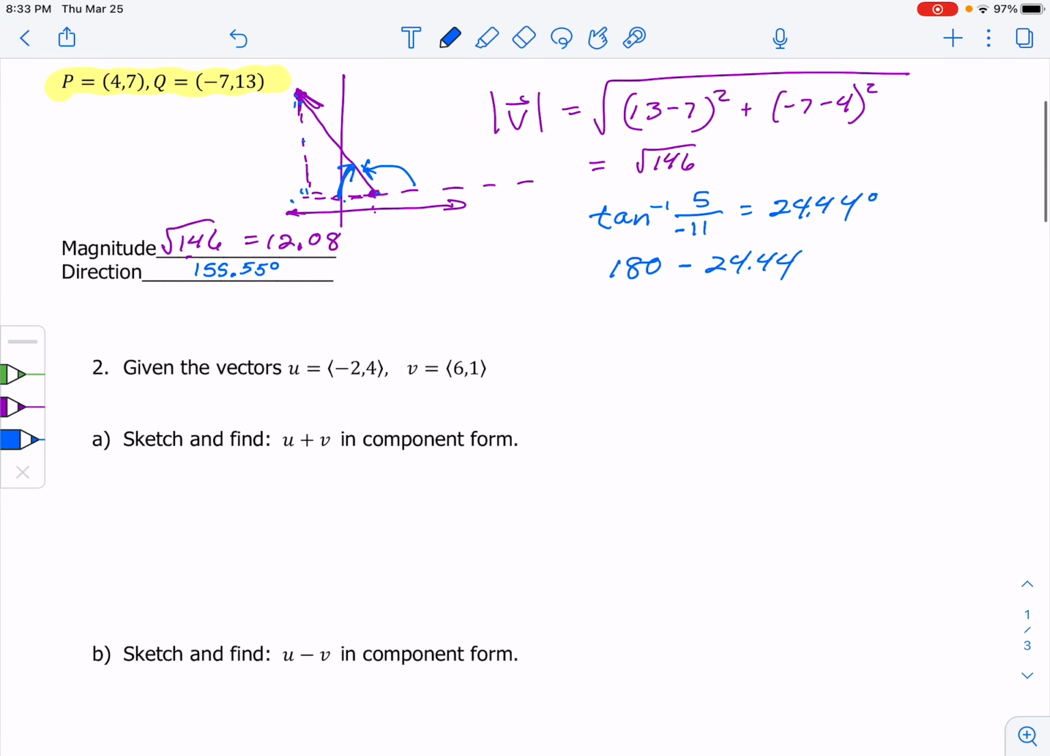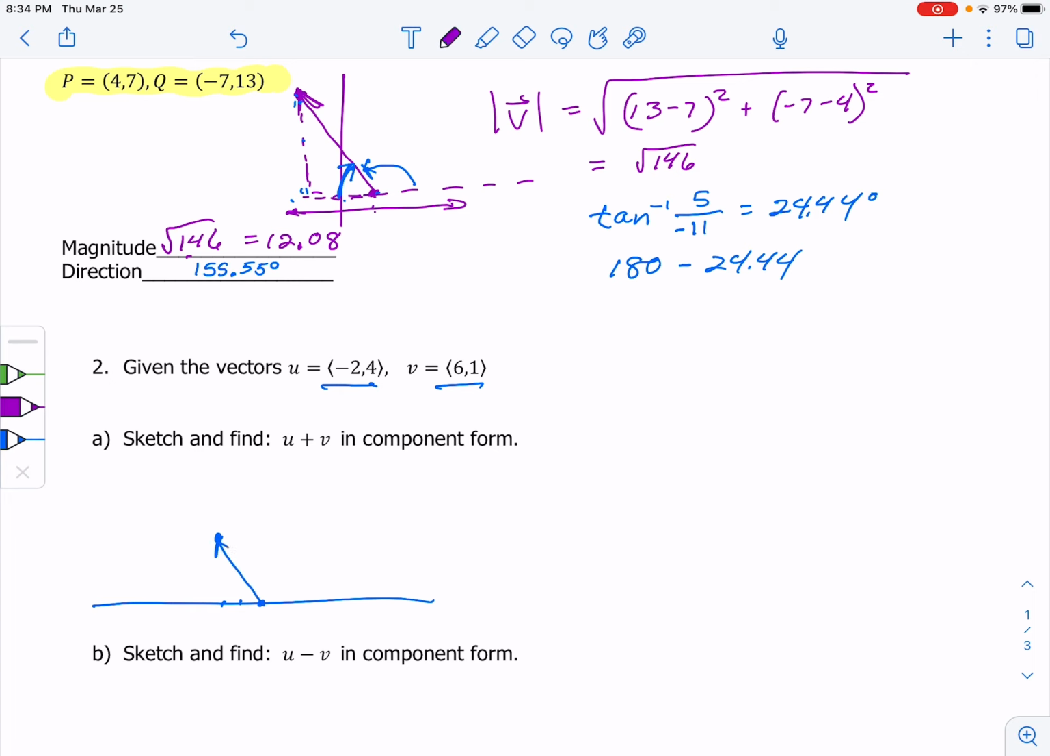Okay? Number 2, these are vectors. They got pointy brackets. We will need to add them together. Well, if I sketched this, I'm going to show you how to sketch it. Never mind, erase that one. You give yourself a starting point. I go over -2 and up 4. Okay, so this is U.